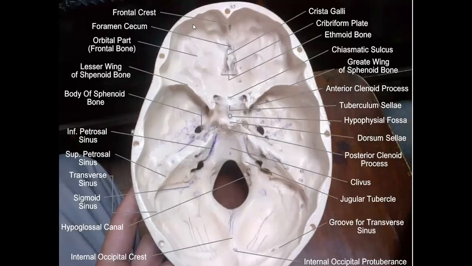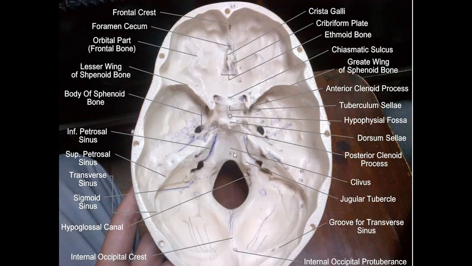Let's see. You can see this is the frontal crest, this is the crista galli, this is the cribriform plate, this is the orbital part, lesser wing of sphenoid, this is the part of the body of sphenoid, superior petrosal sinus, inferior petrosal sinus. This is the transverse sinus. This is the sigmoid sinus. This is the hypoglossal canal, internal occipital protuberance, groove for transverse sinus.